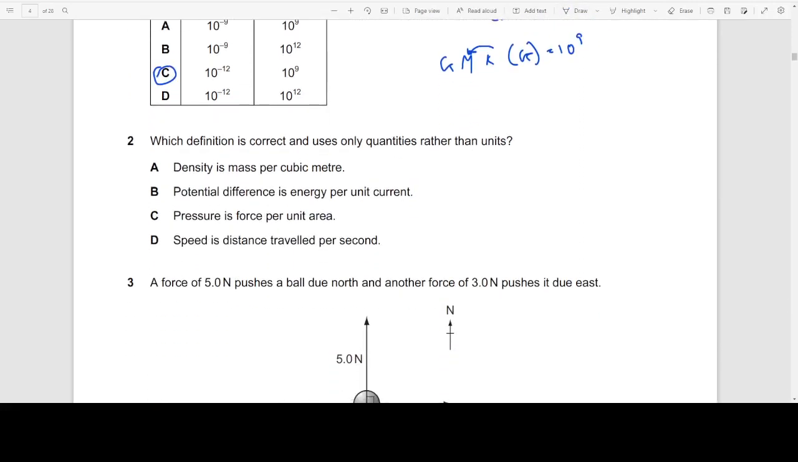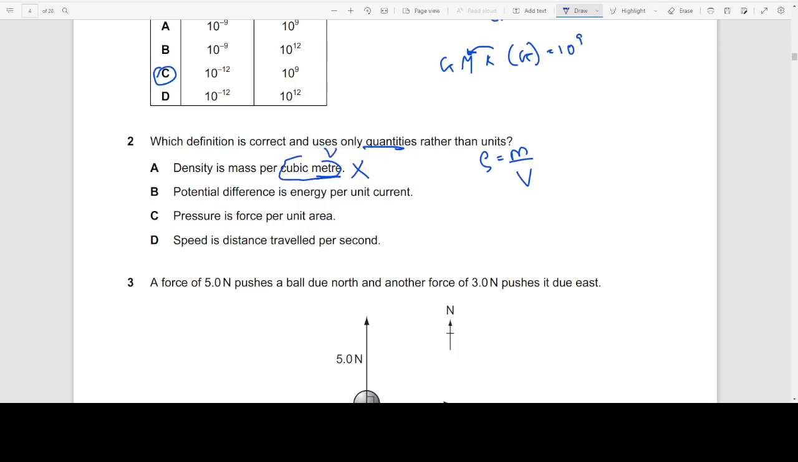Moving on. Which definition is correct and uses only quantities rather than units? For density, we know that density is mass upon volume. Oh, only quantities rather than units. So this won't be the answer because it's using meter. It should actually have been a volume, correct? So let's move on to the next option.